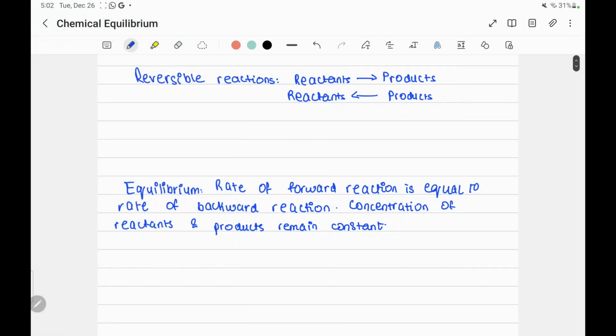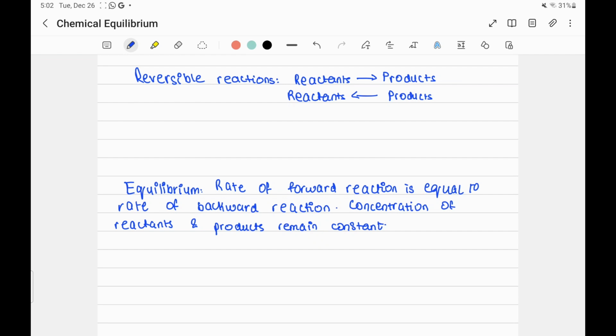We're going to be covering reversible reactions and chemical equilibrium, which is very important because it almost always comes in your chemistry paper 4 exam, and it usually comes with your rate of reaction questions, which we've already covered. So let's just dive right into it.